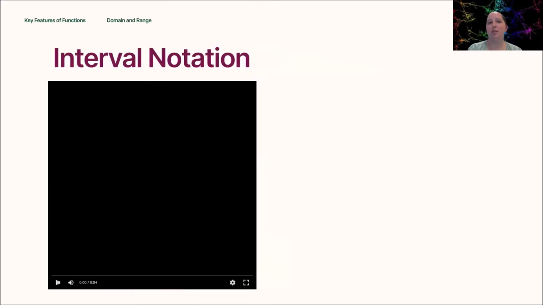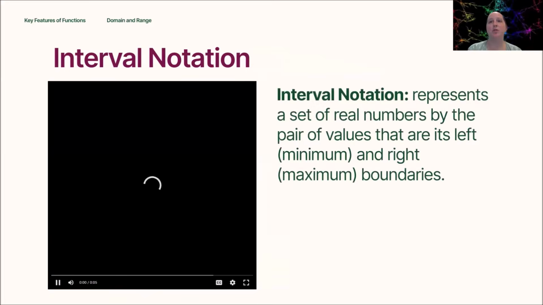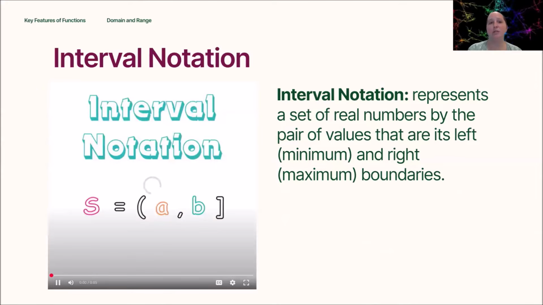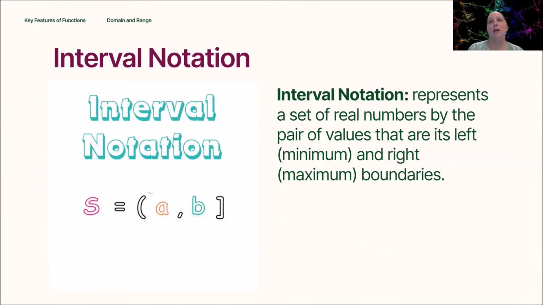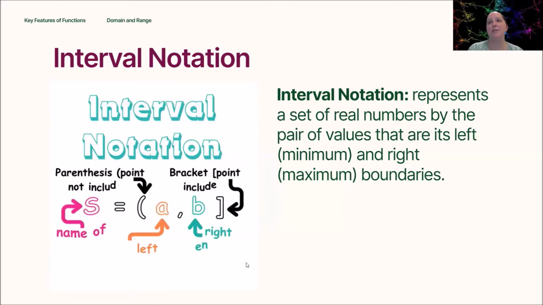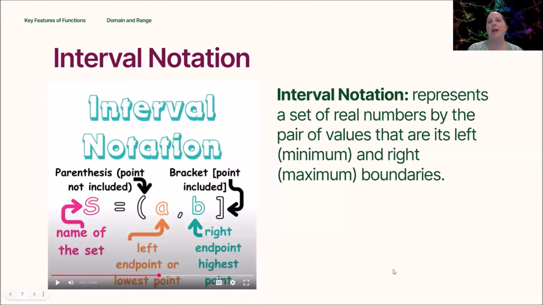Interval notation. Okay. So there are two different ways. Interval notation is the other way that we can write it. Interval notation represents a set of real numbers by the pair of values that are its left and right boundaries. So left is your minimum boundary, your smallest number that you can have. Right is your maximum boundary or your largest number you can have.